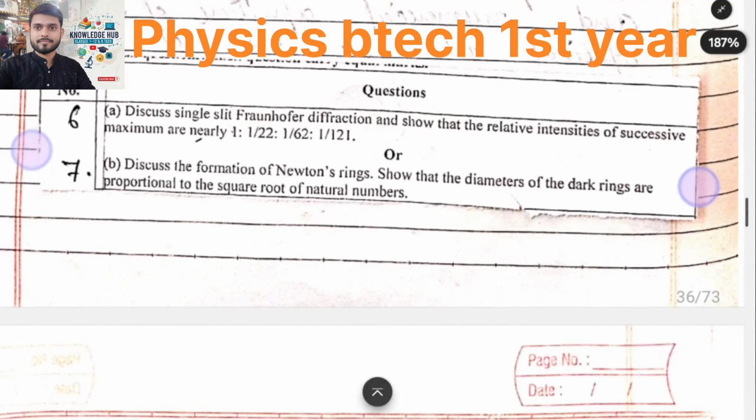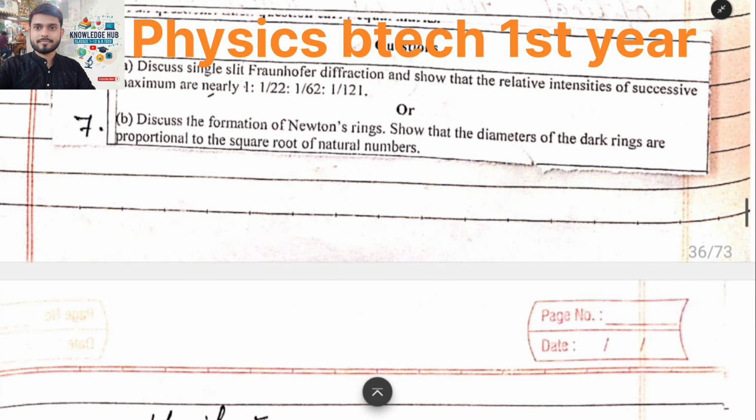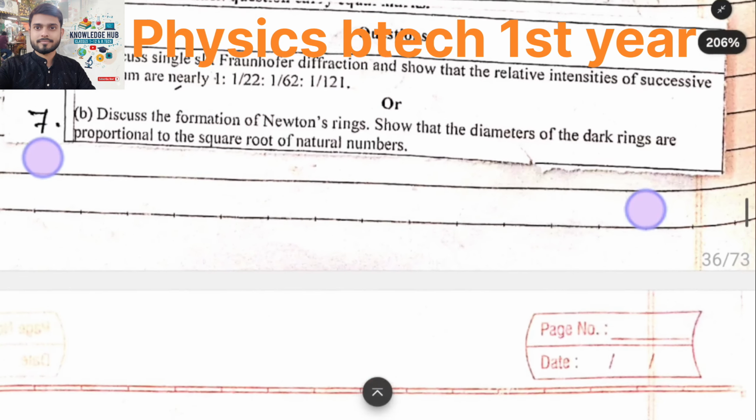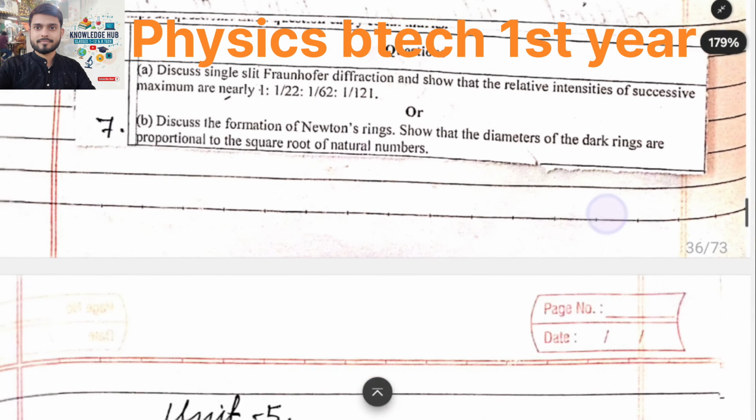The sixth question is discuss single slit diffraction and show the relative intensity of successive maxima is 1, 1 upon 22, 1 upon 62, 1 upon 121. And also the seventh is a most important question: discuss the formation of Newton's rings, showing the diameter of a ring is proportional to the square root of natural numbers.